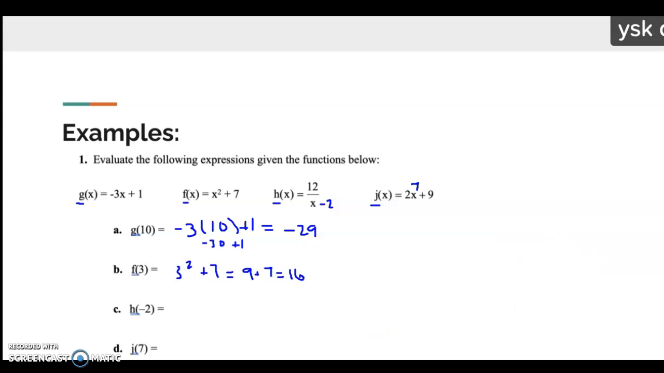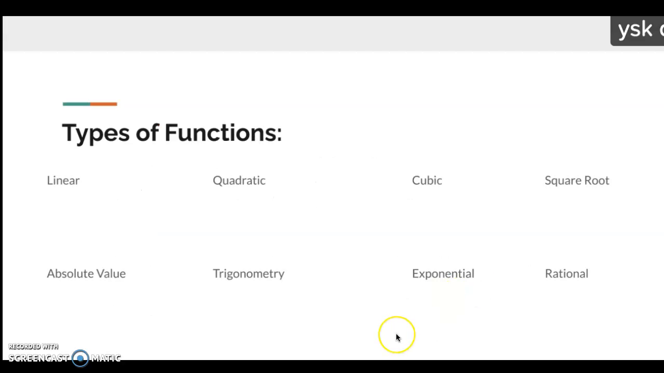All right, the last part of this lesson is different types of functions. Make sure that you write these down. So we have 8 different types that we're going to talk about now. There's more, and there's more specific ones, but these are the ones that we're going to focus on as we go throughout this next 20 days.